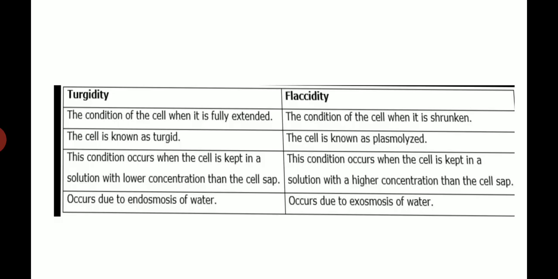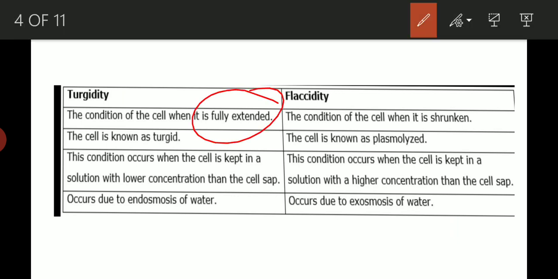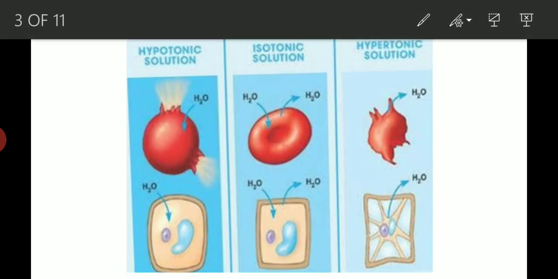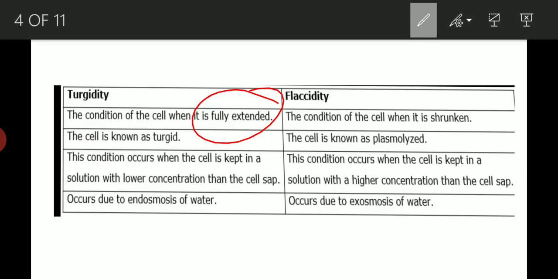Next, we will move on to the turgidity and flaccidity. So what is turgidity? Basically, turgidity is the condition of the cell when it is fully extended. That means more and more water is going inside the cell. Just as I have shown in this condition. This is a turgid cell. More and more water is entering inside the cell. Then we will call it a turgid cell. This condition will occur when the cell is kept in what? In hypotonic solution. So basically due to the endosmosis of the water, the cell will enlarge and at one point of time it can even burst.